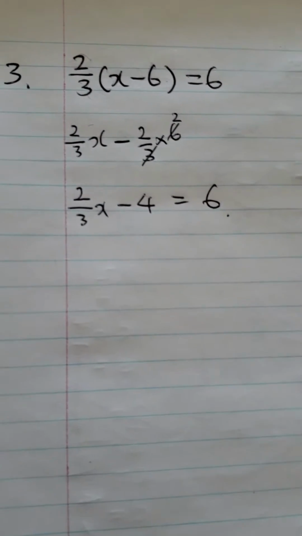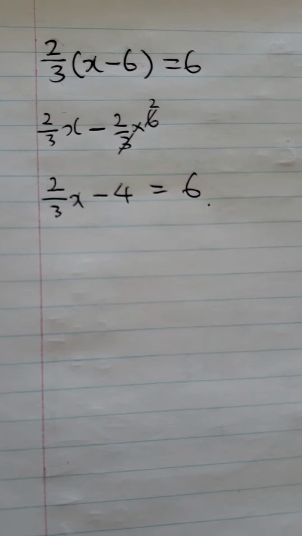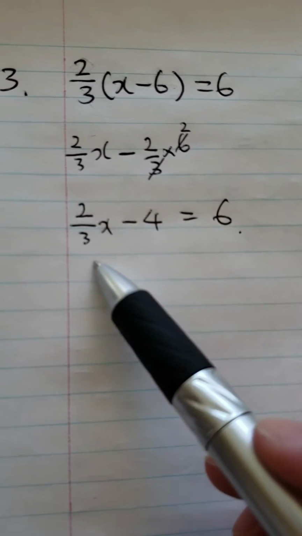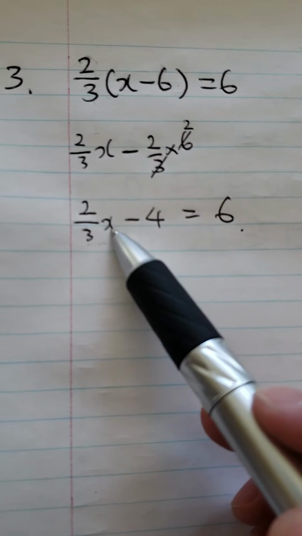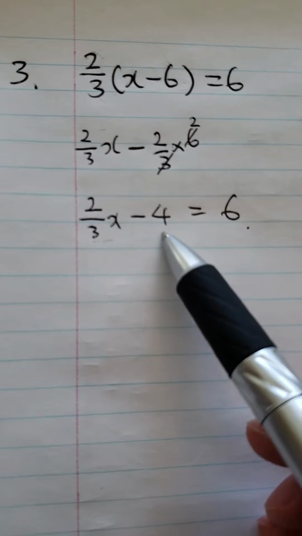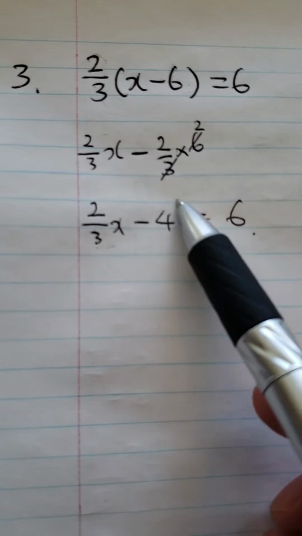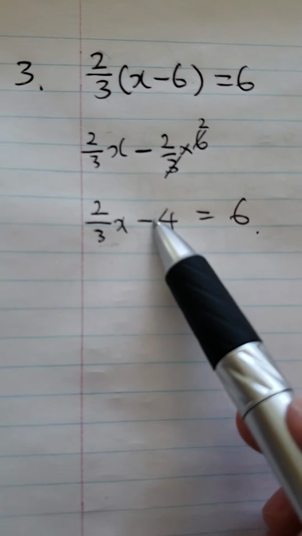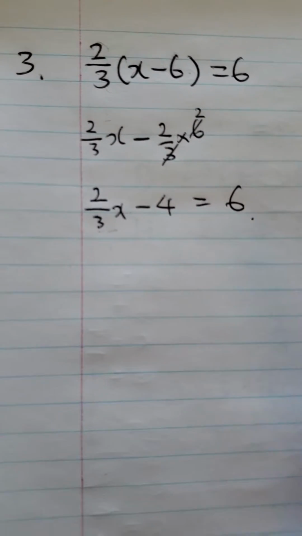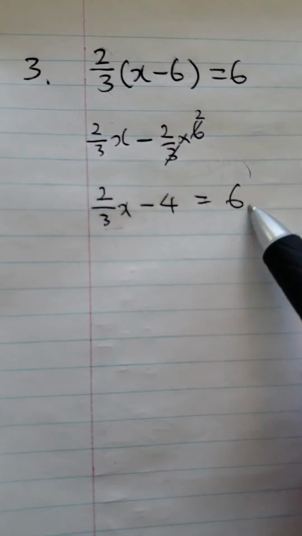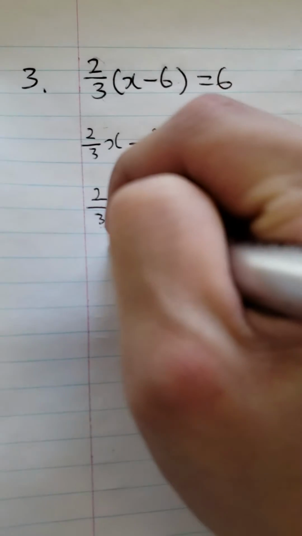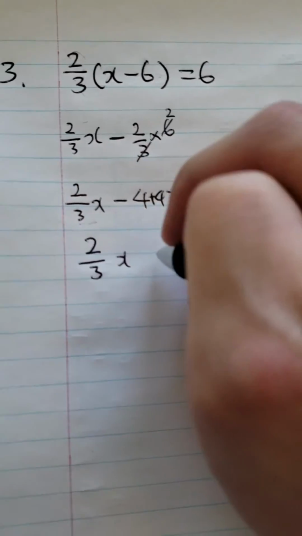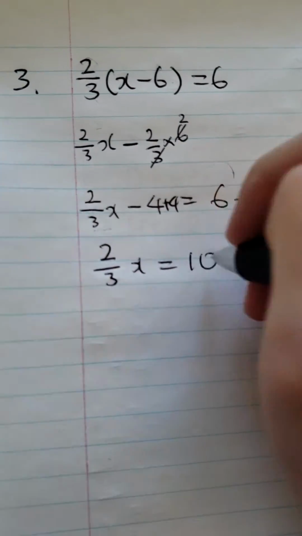So this is something that we can solve because we just have to isolate the variable to solve for x, right? So now we just have to get rid of minus 4 on one side so that we only have a number on this side. To do that, we add 4 on both sides. It's going to give us 2 over 3 times x equals 10.